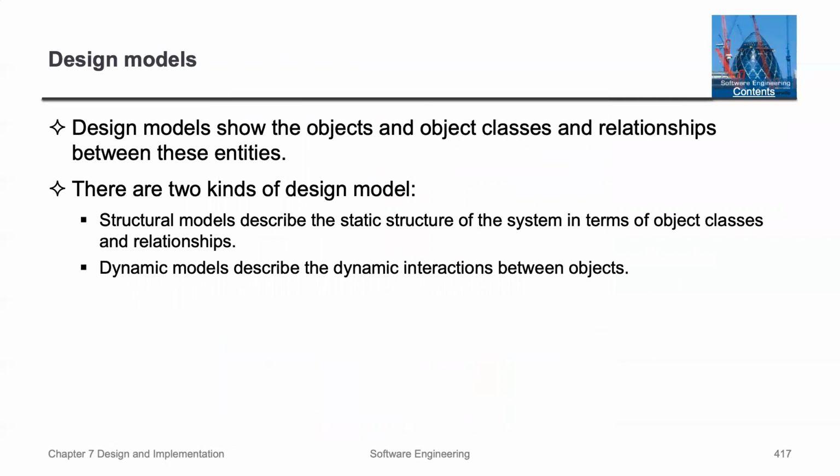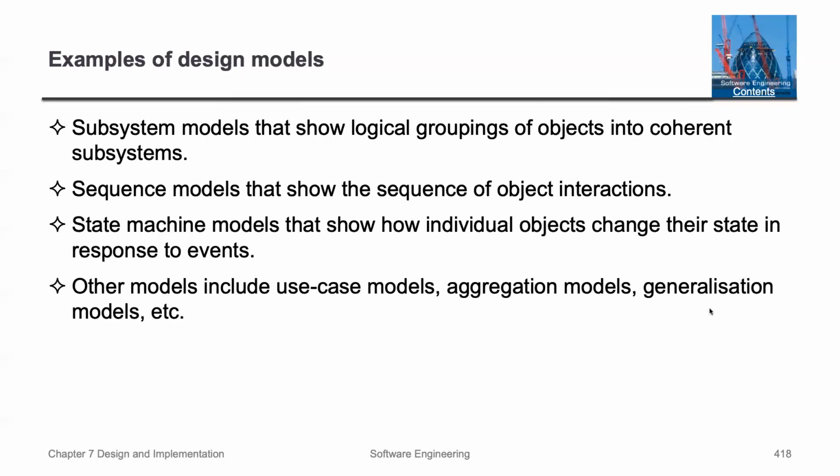In terms of design models, they show the objects and object classes and relationships between these entities. There are two kinds of design models, structural and dynamic. The structural model describes the static structure of the system in terms of object classes and relationships. And the dynamic model describes the dynamic interaction between objects.